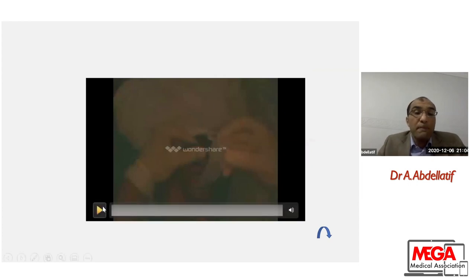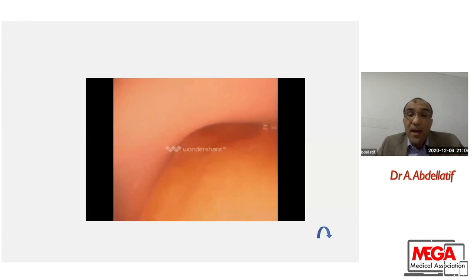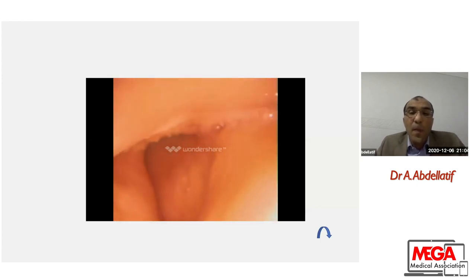Or we can use special airways for the scope. It will retract the tongue up, and then you can go.